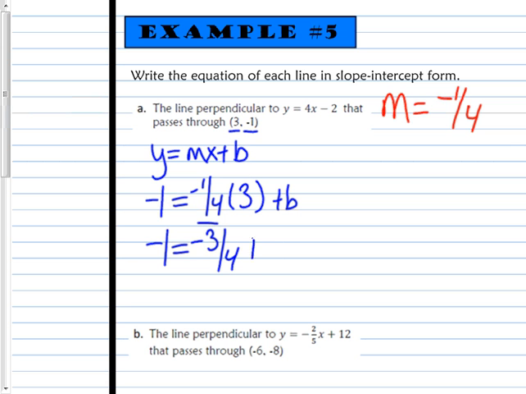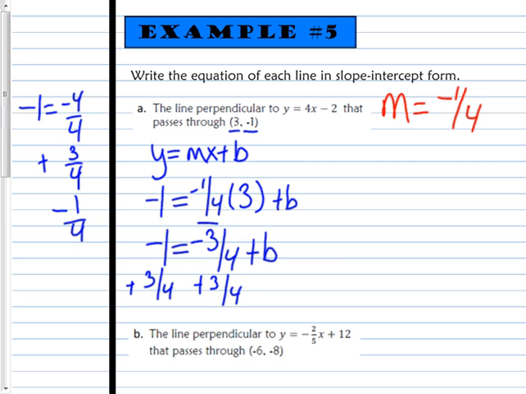So -1 equals -3/4 plus b. I need to add 3/4 to both sides. So -1 plus 3/4. -1 is the same thing as -4/4. Okay, 4/4 is 1. So I'm going to add 3/4 to it. -4 plus 3 is -1. So -1 plus 3/4 is -1/4. So -1/4 equals b. So now I have my m and my b.